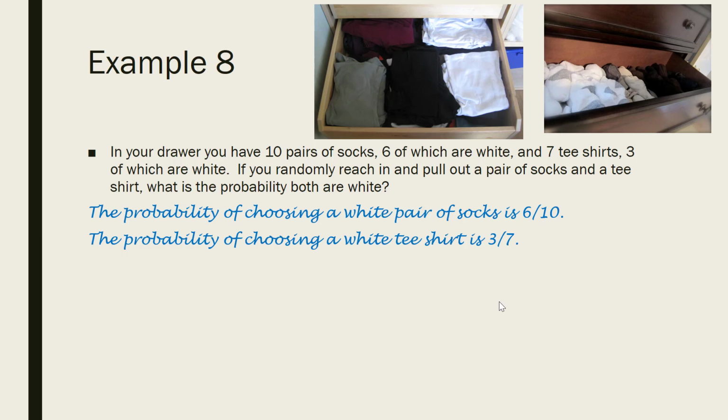If we follow the formula that we just saw on the last slide, first of all, we would consider that these two events are independent. Drawing a pair of socks does not affect the probability of drawing a shirt. Then the probability of both of these things being white would be the product, 6 out of 10 times 3 out of 7, which would give us 18 out of 70, which simplifies to the fraction 9 out of 35.